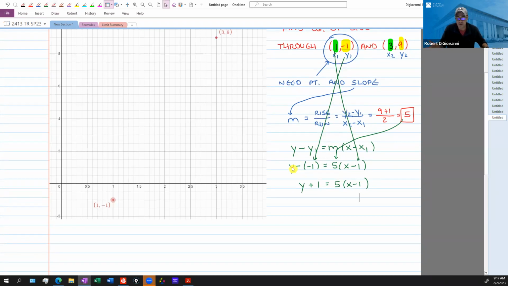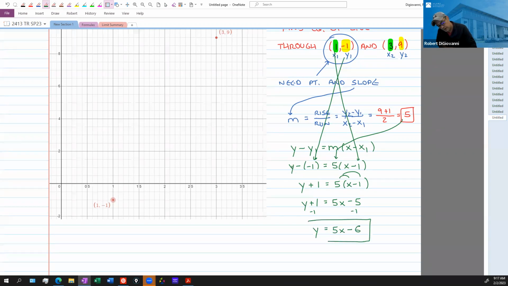Now, back in college algebra, what you would normally do is solve this for y, like you get y by itself. So I'm going to do that as well so that you can see how that would work. I just distribute 5 through, 5 times x minus 5 times 1. And then I would add subtract 1 on both sides, and I get y equals 5x minus 6. There we go. Any questions?